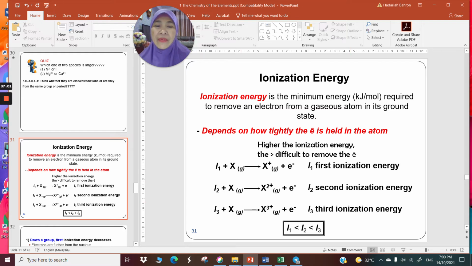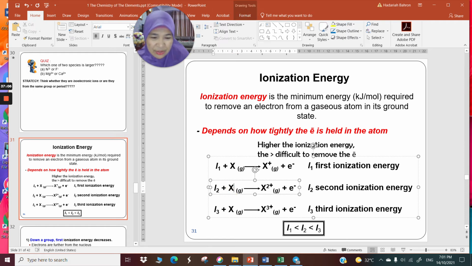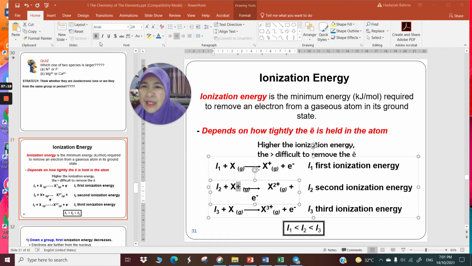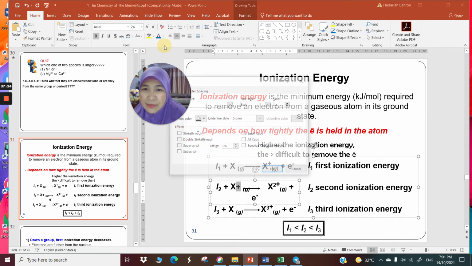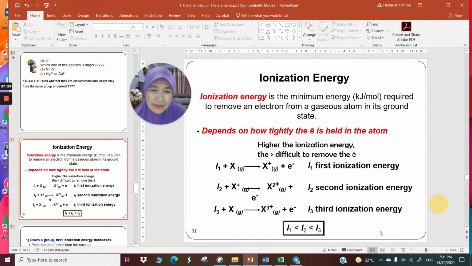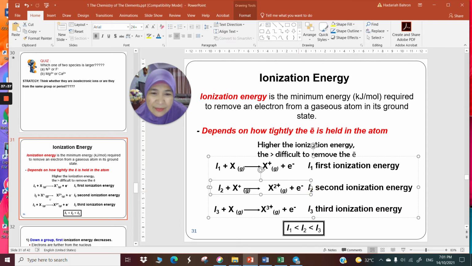Now, if you have X, remove this should be X plus. I'm sorry, this should be X plus. Yeah, I'm sorry about that. There's some typo error here. So make sure you correct your typo error, please. Oh, wow, I can't find superscript. What is superscript? Yeah, that's it. There you go.